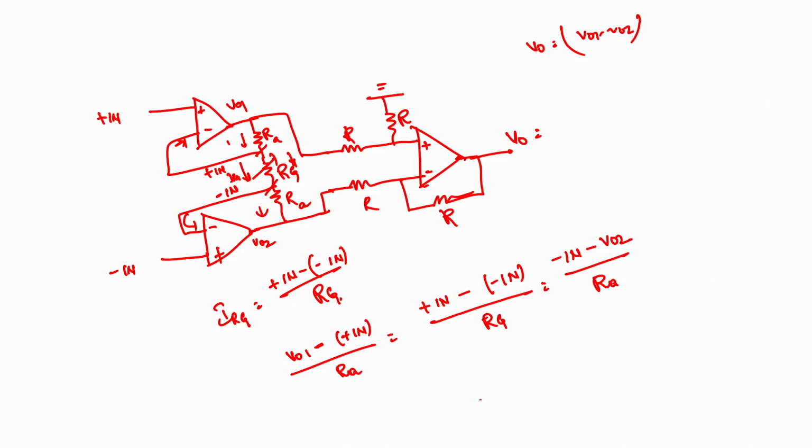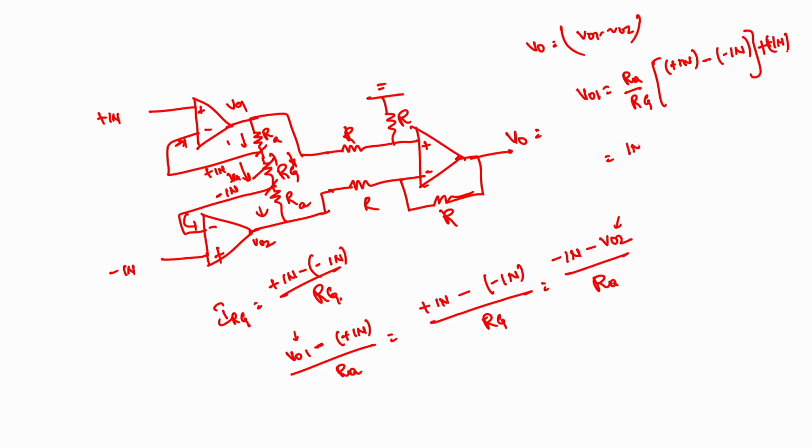In order to get a relationship, first I will consider these two, then I will consider these two to solve it. Since we need to get a relationship between V naught and IN plus and IN minus, first I will eliminate VO1: I will get a relation between VO1 and IN plus and IN minus, and later on I will get a relation between VO2 and these two input terminals. So, when we see this, VO1 is nothing but RA by RG into (IN plus minus IN minus) plus IN plus.